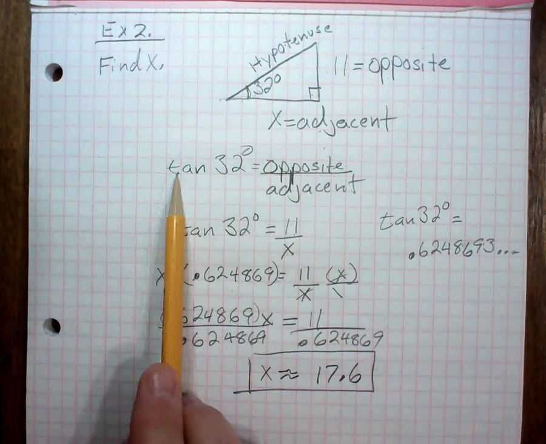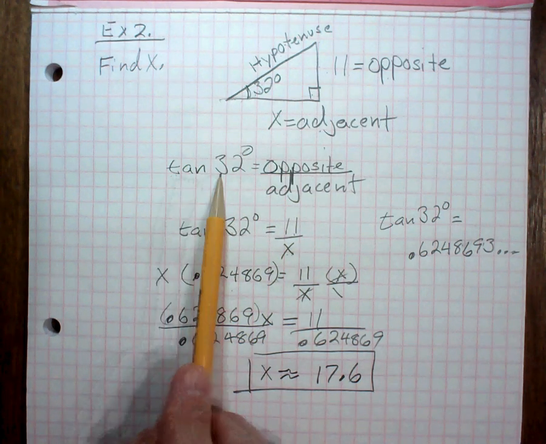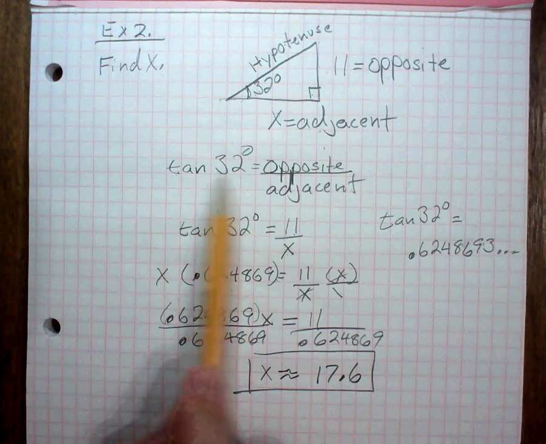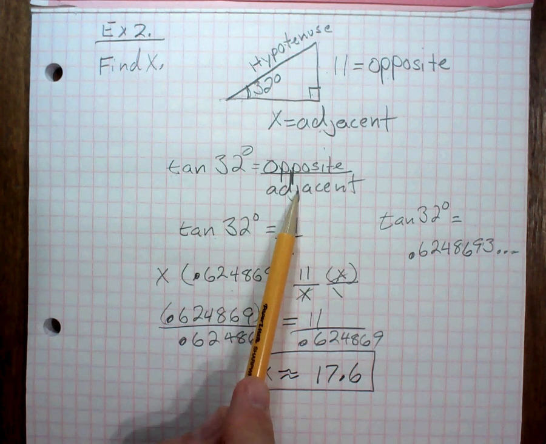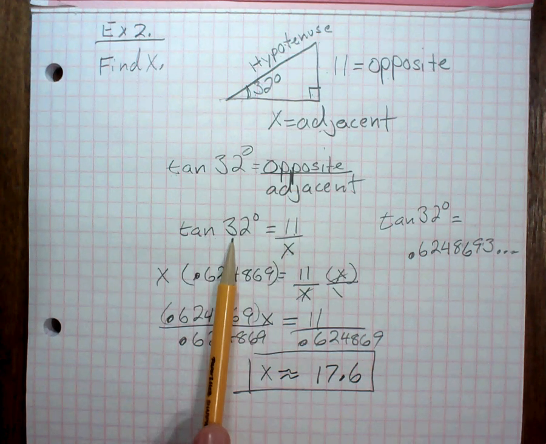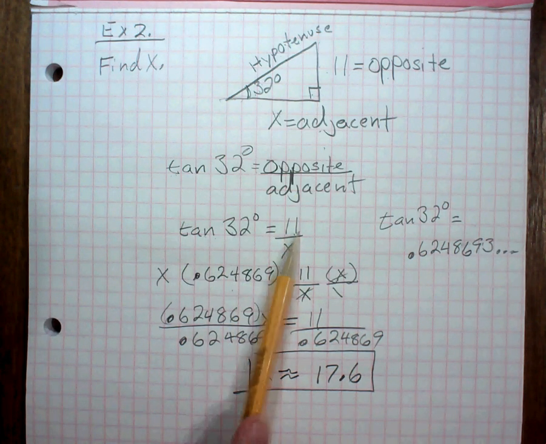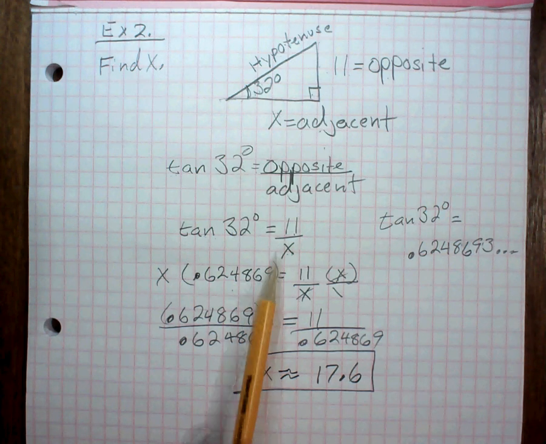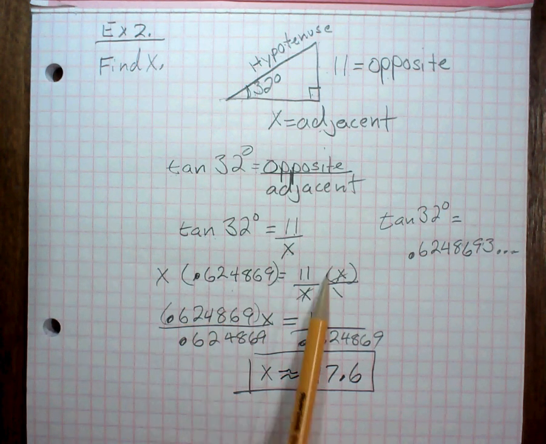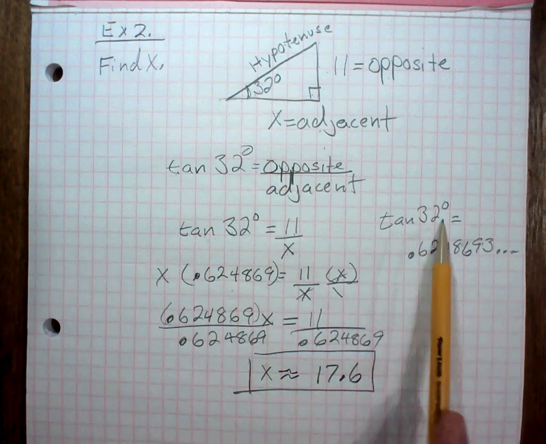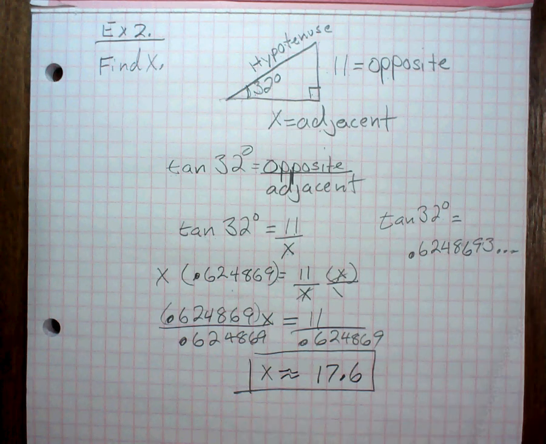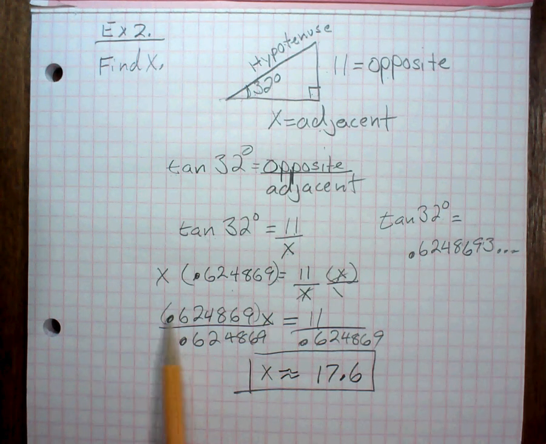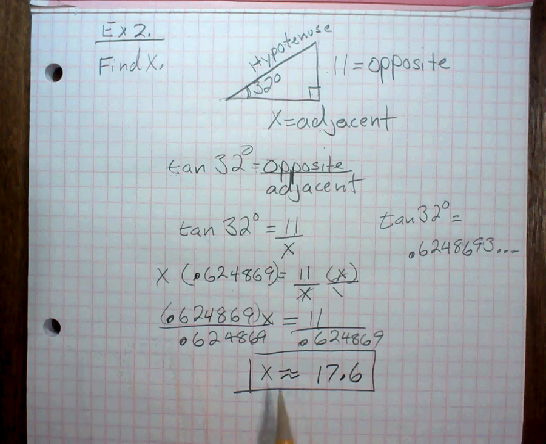So then I know that the tangent of 32 is a numerical value, but it also has to be proportional or equal to the opposite over the adjacent. So then I say tangent of 32 degrees is equal to the opposite, which is 11, over the adjacent, which is X. Then I have this mathematical equation because I know that the tangent of 32 is equal to 0.624869, and so on. So then I just solve for X like I normally would, and I would get X equals 17.6. Okay?